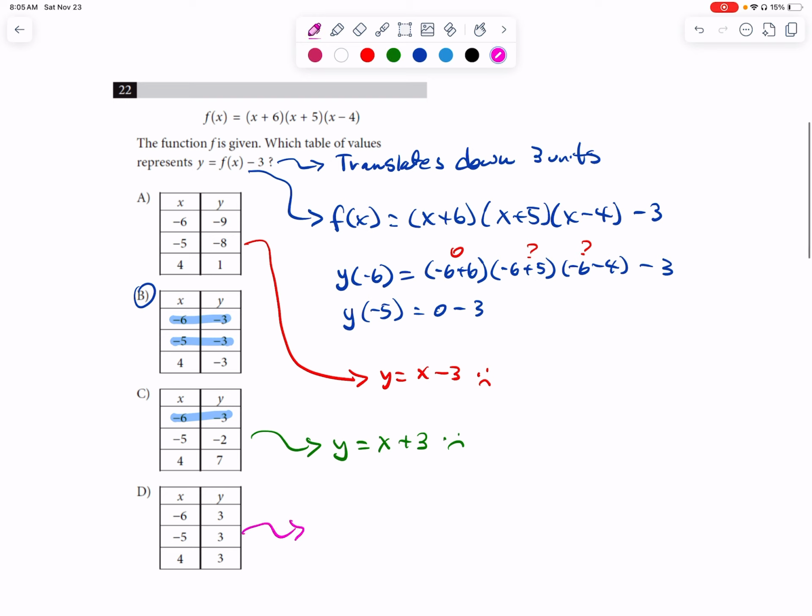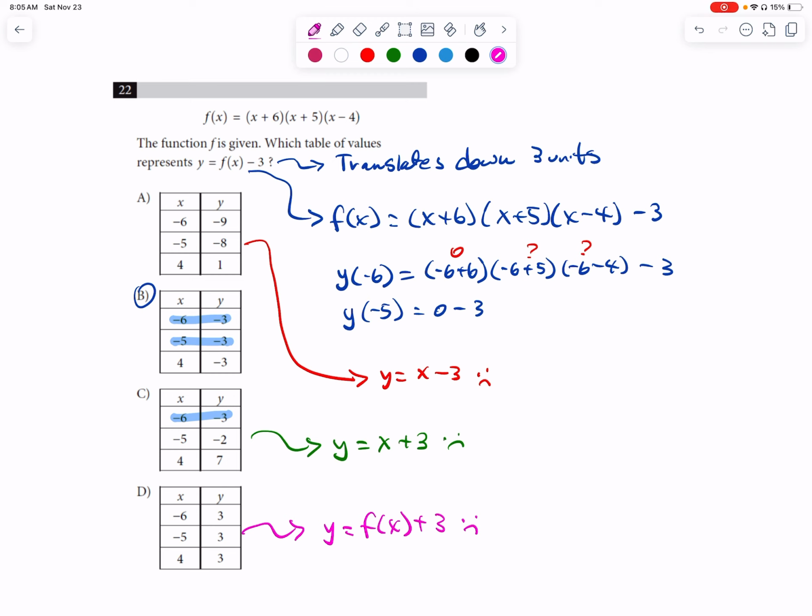And then what's up with the last one? I'm looking at the last one, and it's almost identical to our answer choice B, but it has plus signs here. And the plus signs just mean that it must have been adding 3 to the f of x. So this one is y is equal to f of x plus 3. Also, sad face.